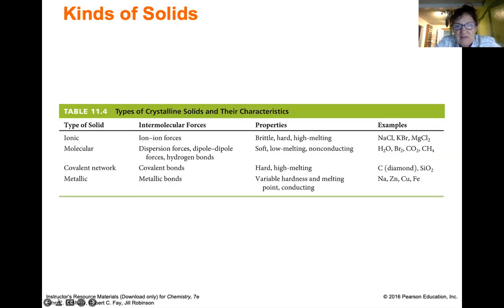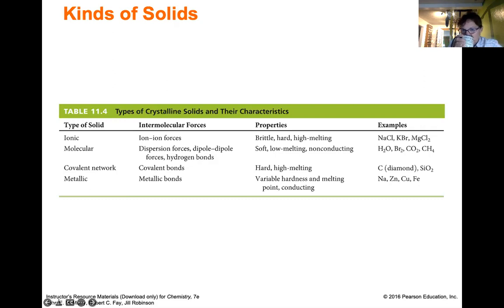So types of crystalline solids and their characteristics. So if it's ionic, you have ion-ion forces holding it together. It's usually pretty brittle, hard, takes a lot of energy to melt because you have to break the ionic bonds between all the different ions, cations and anions in a substance. Molecular, you either have dispersion forces, dipole-dipole, or hydrogen. They tend to have low melting points, easy to break them apart into molecules. Some examples: water, bromine, carbon dioxide, methane.